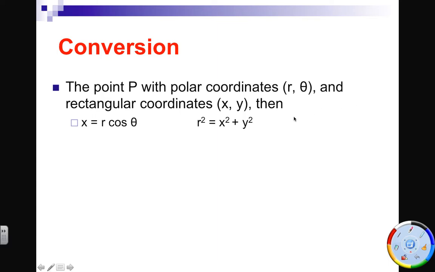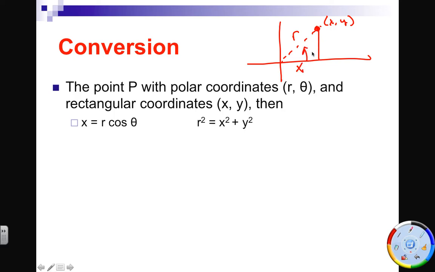So here's our first little conversion. X represents r cosine theta, and you can think about that very, very simply. If I had a coordinate out here that is x comma y, this is r, and I need to find theta.